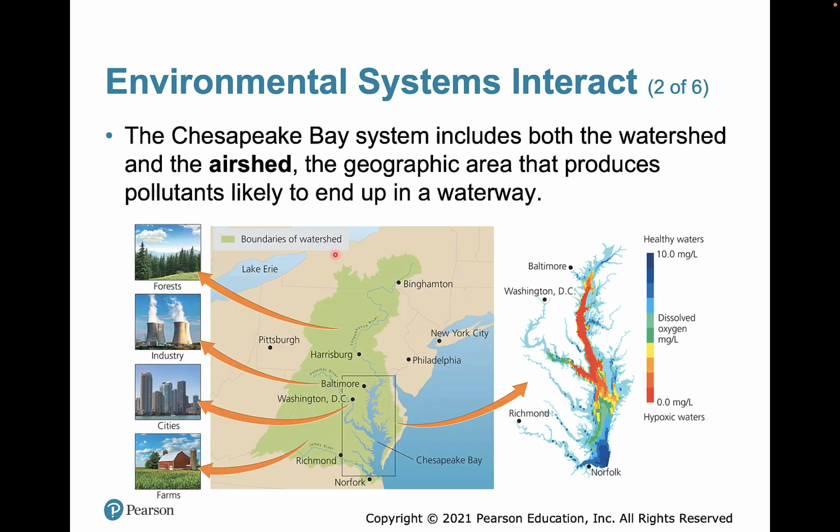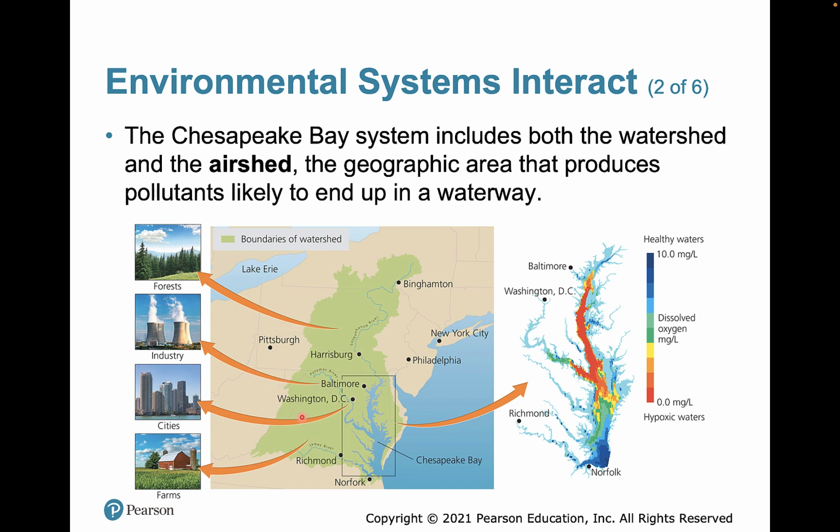So it includes the watershed and the airshed. So this green here is the entire watershed of Chesapeake Bay. It goes from like central New York all the way down into central Virginia. It's a huge area of land that drains into Chesapeake Bay.